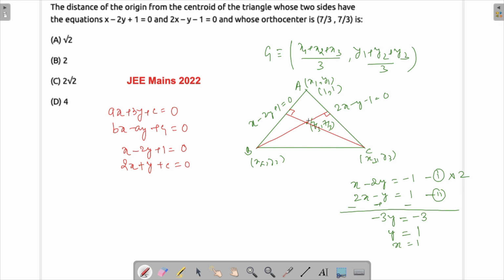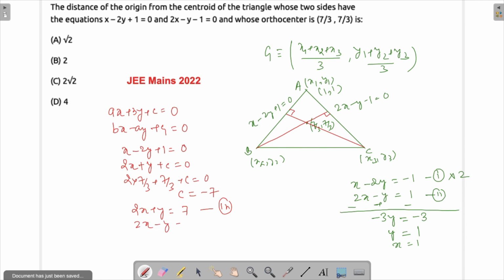And also this line is passing through 7 by 3, 7 by 3. So this will satisfy. So I'll just substitute 2 into 7 by 3 plus 7 by 3 plus c equals to 0. From here, I'll get c equals minus 7. So I've got another line which is 2x plus y equals to 7. Now I have to have this line intersect with this line, which is 2x minus y equals to 1.